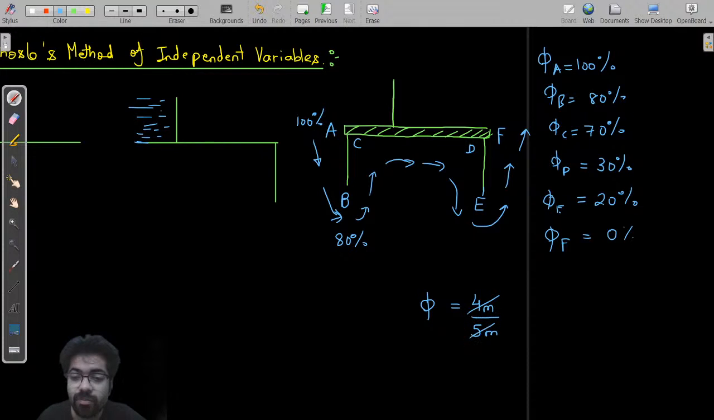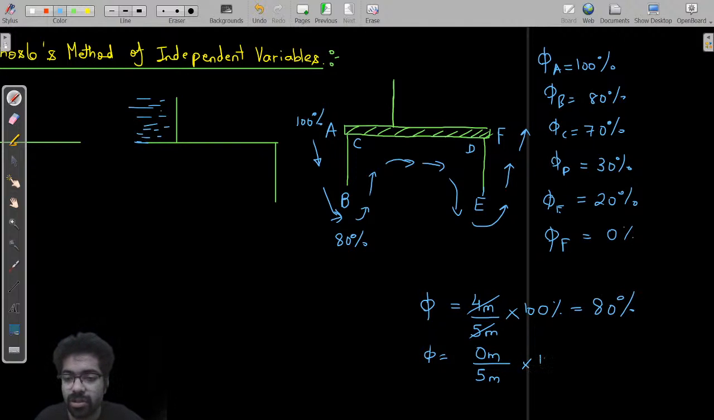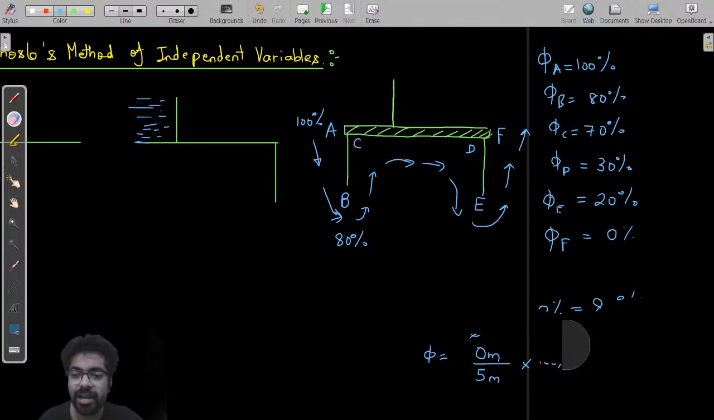So how much energy is now remaining in terms of percentage? You will say 80% of energy is remaining now. Suppose at any point F, no energy is remaining, so I will write 0-meter. What was the total energy? 5-meter. Are you getting it? So I will write 0%. So phi is nothing but percentage of head remaining.